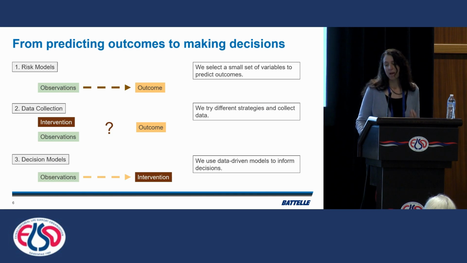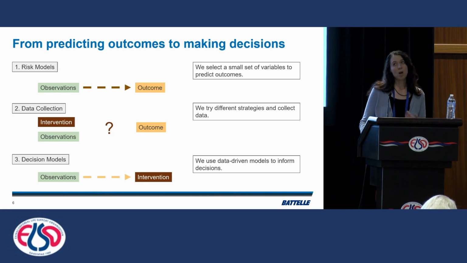So the path that I see starting from these risk models, many of which are already in place: you have a handful of variables that you found to be most important, you're going to predict an outcome, it might read from EHR data in real time, and it's going to send an alert. But again, this way of using ML is not going to tell you how to respond to that alert. So the next step is going to be data collection.